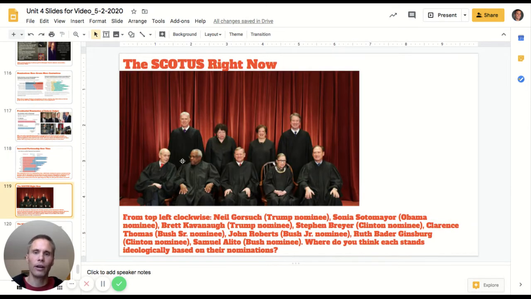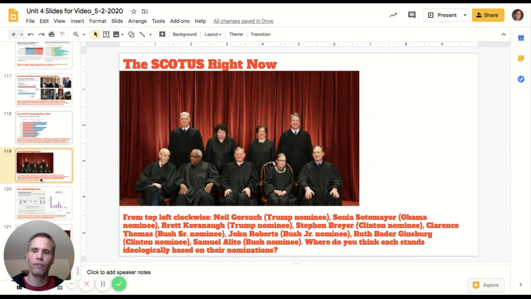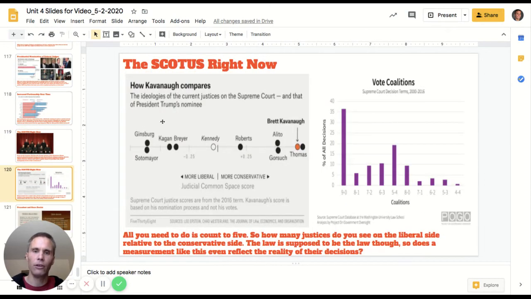This is the current U.S. Supreme Court. Justices Breyer, Sotomayor, Kagan, and Ginsburg are all considered part of the liberal wing of the court. Justices Gorsuch, Thomas, Kavanaugh, Roberts, and Alito are all considered part of the more conservative wing on the bench. And you can see that graphically demonstrated here. But is it fair to look at these ideological leanings of the court?